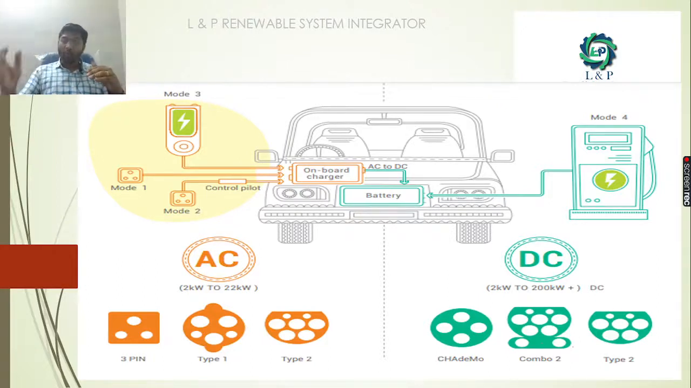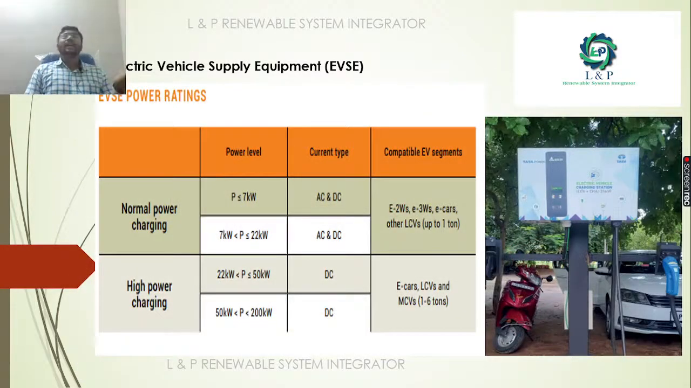And if you're going for 2 kilowatt to 200 kilowatt or more than that, then it is better to go for DC, because we have CHAdeMO, and we have Combo 2 and Type 2 chargings. Okay, how are the electric vehicle supply equipments power rated?